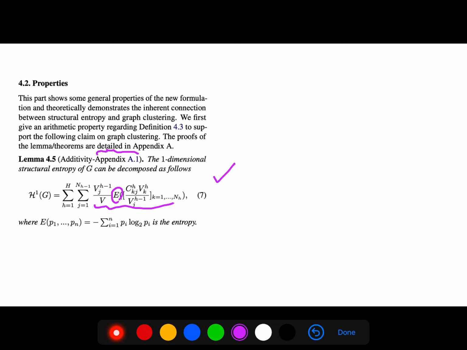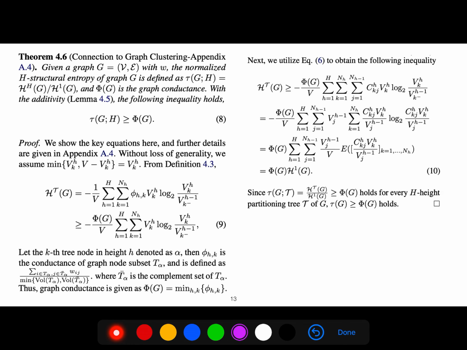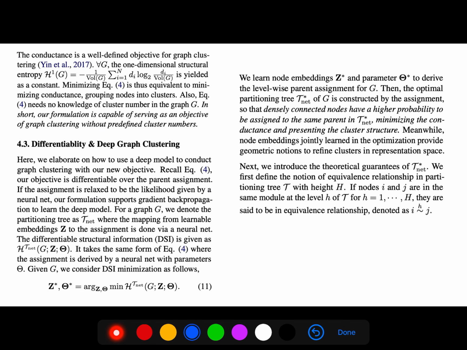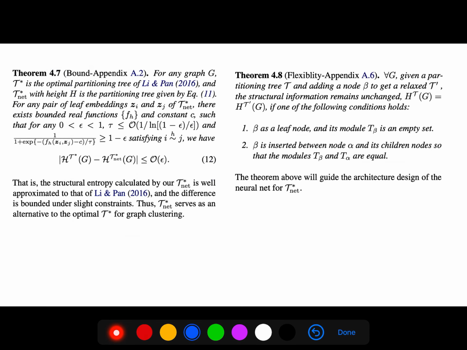And this E here is just the entropy. So how is it related to graph clustering? Because we have got a lower bound. So the normalized h-dimensional structural entropy, this tau is the entropy ratio, and phi is the conductance. So the lower bound of entropy is our conductance, and this is the main idea of this paper. So we consider differentiable structural information by minimizing this entropy.